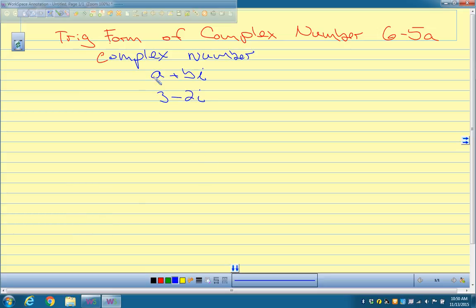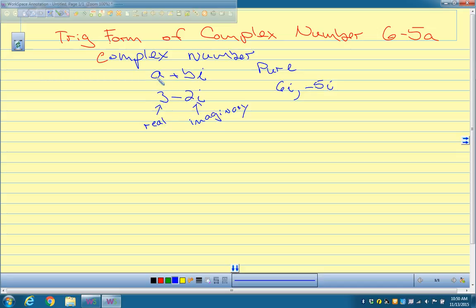That's a complex number. So it has, this is called the real part, and this is called the imaginary part. And there are pure complex numbers. So a pure complex number is just like 6i or negative 5i or something like that. Those are pure complex numbers because they just have an imaginary part.